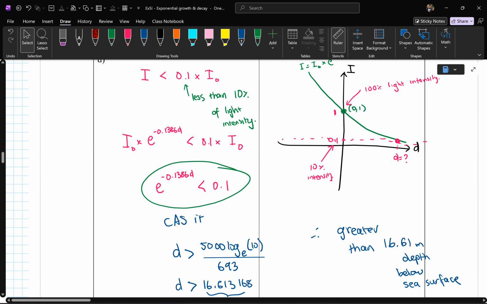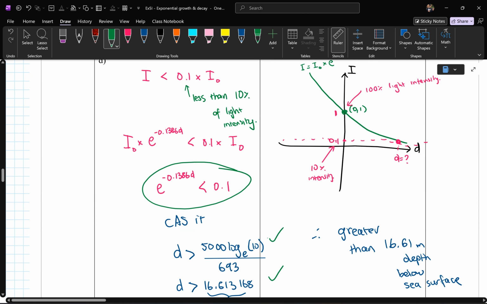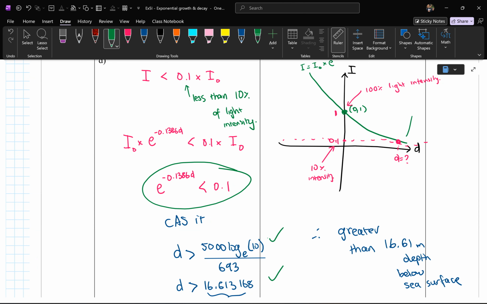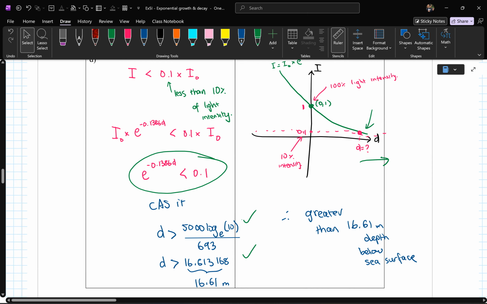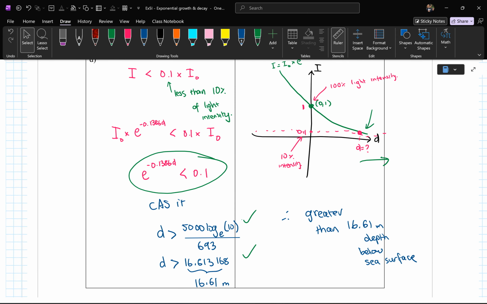So if you CAS it, you should get this step, and then D is greater than 16.613. Or if you did it graphically, you should also find the intersection, and clearly D needs to be greater than whatever that number is, that intersection is, and then you would find it's greater than 16.61 meters below sea surface. That's when you will need to use artificial light, based on this problem.